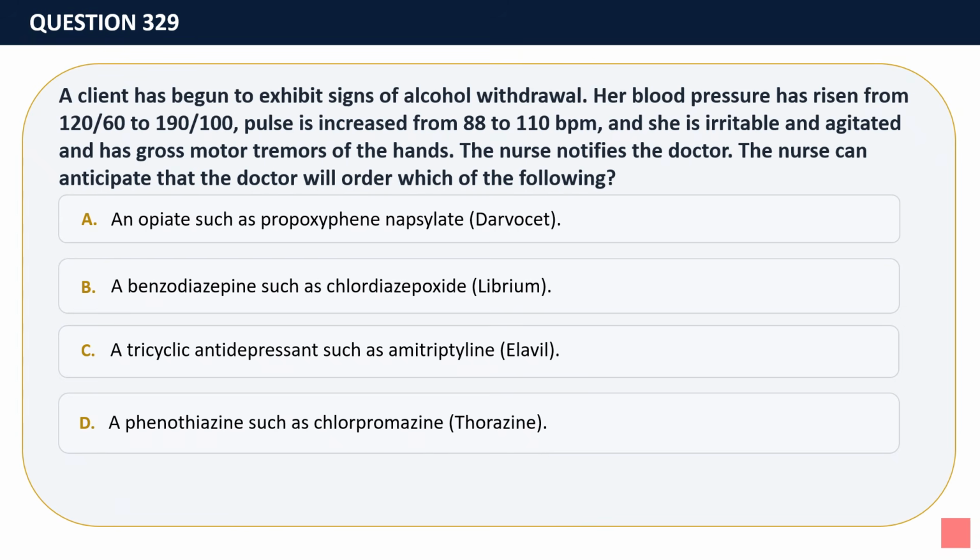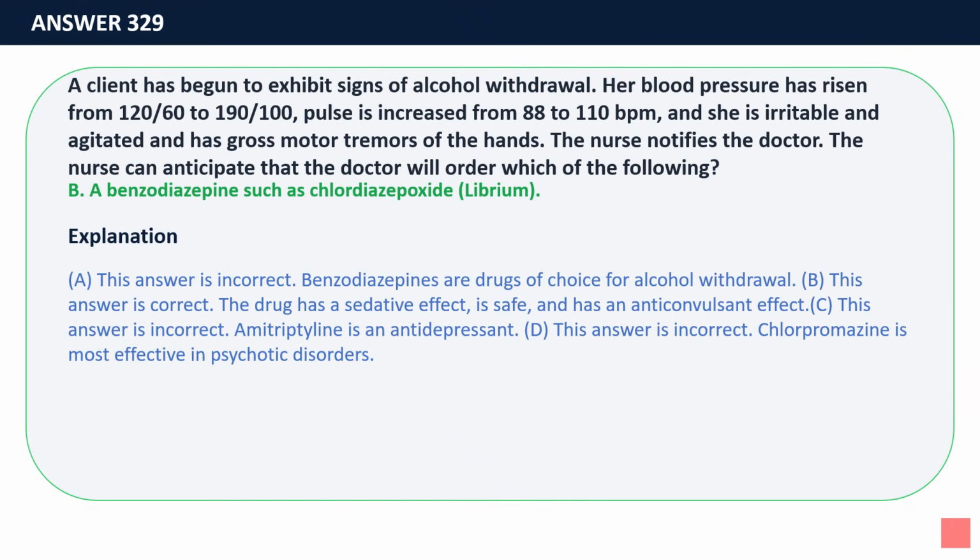A. An opiate such as propoxyphene napsylate, Darvocet. B. A benzodiazepine such as chlordiazepoxide, Librium. C. A tricyclic antidepressant such as amitriptyline, Elavil. D. A phenothiazine such as chlorpromazine, Thorazine. Answer: B. A benzodiazepine such as chlordiazepoxide, Librium.